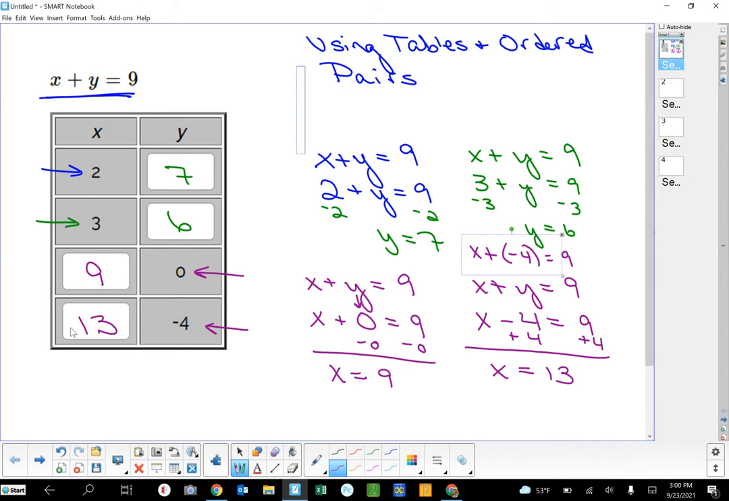So these are all ordered pairs, right? This is the ordered pair 2, 7. This is 3, 6. This is 9, 0. And this is 13, negative 4. And all of these would be on a straight line, right? If we were to graph those. All right, so that's one table.